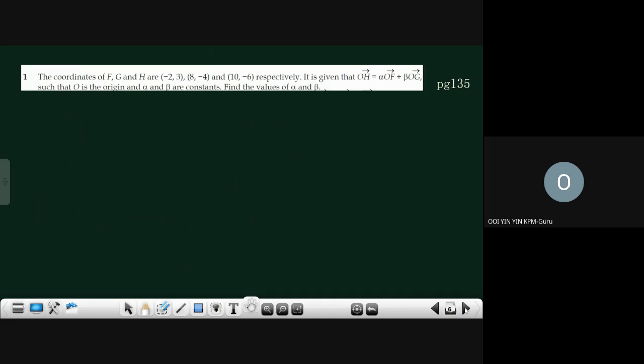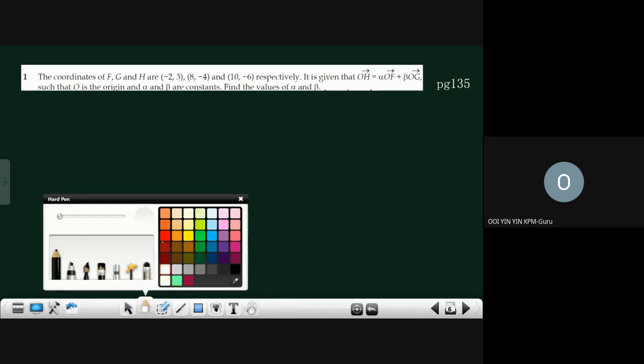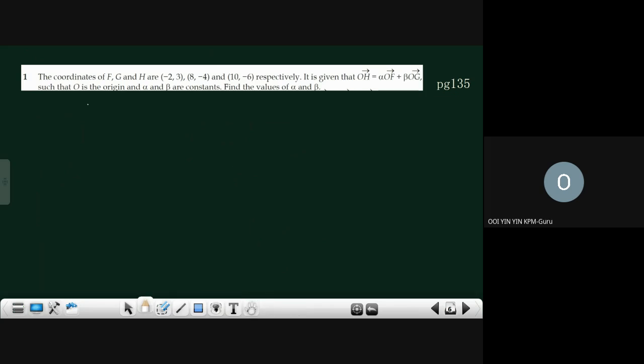Okay, without wasting time now, here, coordinates F, G, H are given respectively. It is given that OH equals alpha OF plus beta OG, such that O is the origin and alpha, beta are constants. Find the values of alpha, beta. Now from here, I want to tell you that this one has no diagram, right? If you want to draw the diagram, you can, it is up to you. But if you don't want to draw the diagram, never mind, you can solve without it.